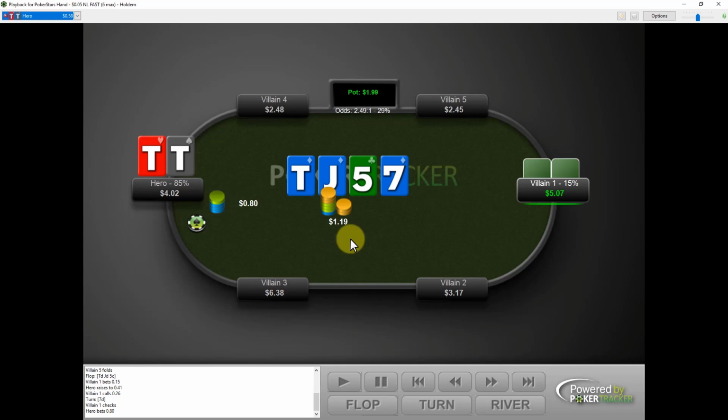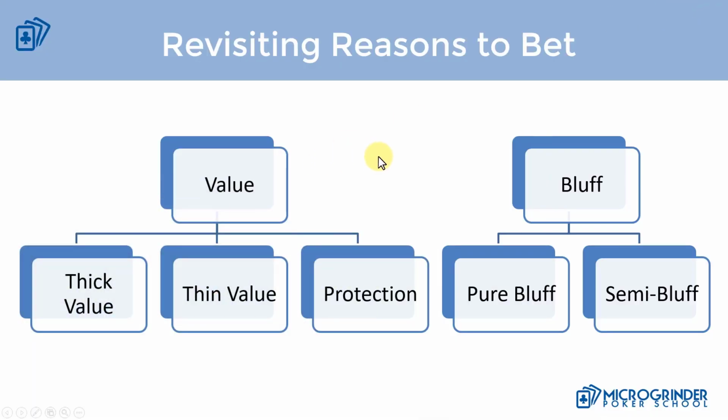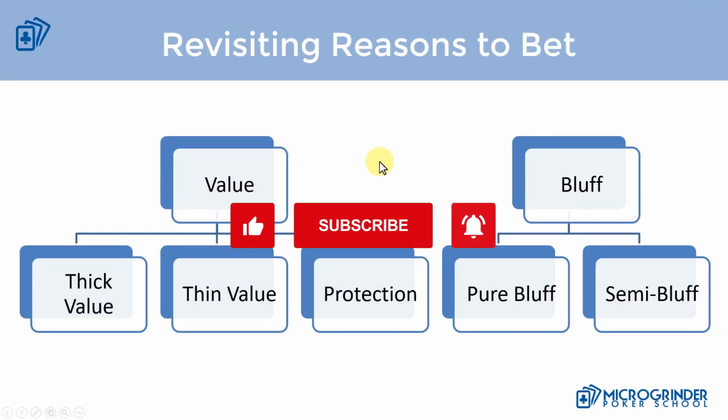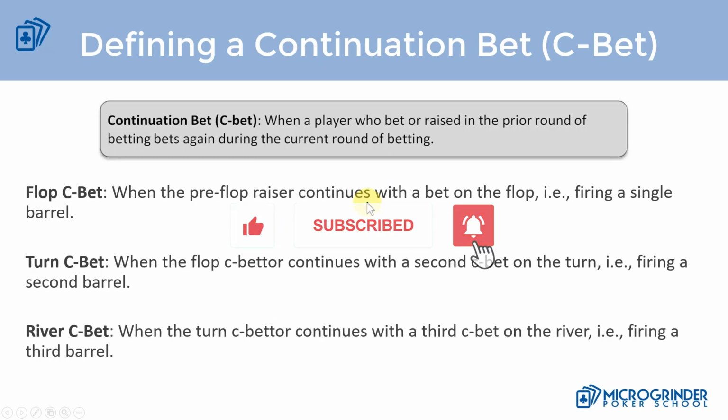So that's going to conclude our basic introduction to c-betting. Again, in summary, we defined what a c-bet was. We revisited the reasons to bet. And let me go ahead and minimize all these and get back to here. So we revisited the reasons to bet. We defined what a c-bet is. And we went over 4 different hand examples to illustrate c-betting, just to really drill it in.